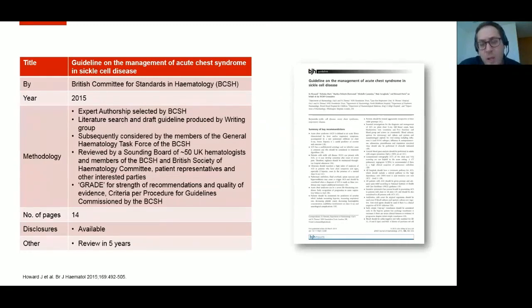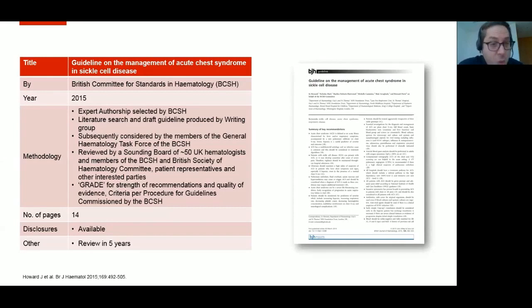These are published either by the British Society of Hematology or by a specific committee, the British Committee for Standards in Hematology. They go into more or less a similar methodology, and that methodology itself is available at the British Society of Hematology website, where there's an expert group selected by the society conducting the literature search. Then this goes through multiple layers of review, including presenting the evidence to British Society of Hematology members.